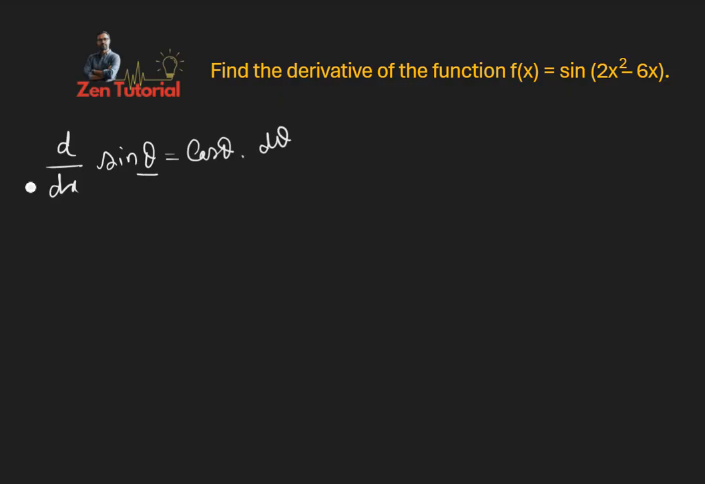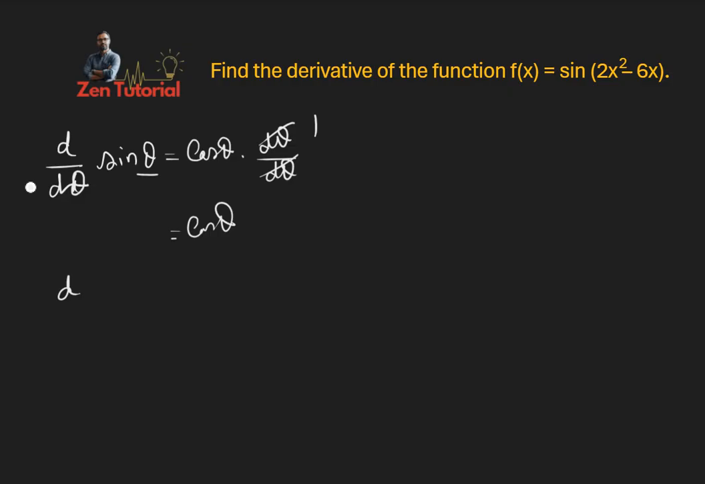So d theta over d theta, because we are differentiating with respect to theta, so it will be theta. So sine theta differentiation means cos theta, and this theta we have to differentiate, d theta by d theta. So this will be 1, so cos theta.